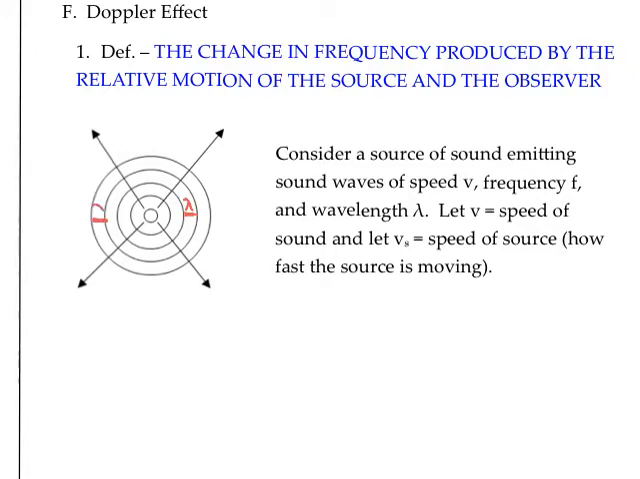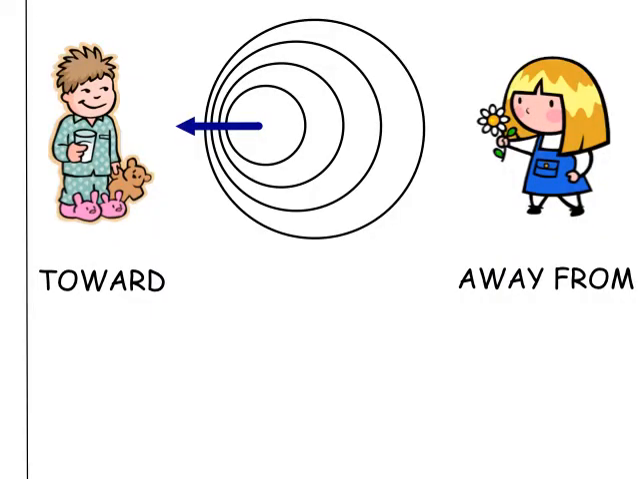So I can label my wavelength in any direction. It's the distance between any of these circles. Those are the crests. Now, once the thing that's making a sound starts moving, those sound waves are going to squish together and run into each other on one side as it moves toward an observer, and they'll spread out as it moves away from an observer.